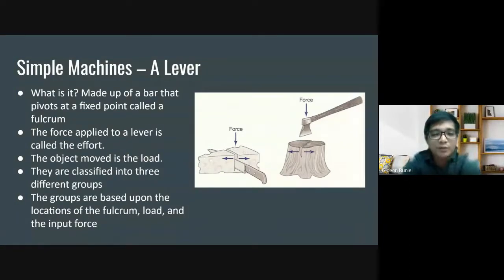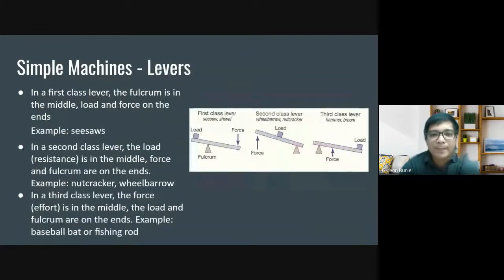Levers are classified into three different groups. The groups are based upon the locations of the fulcrum, the load, and the input force. We have an example here. In a first class lever, the fulcrum is in the middle, with the load and force on the ends. Can you see this one? So this is the first class lever.